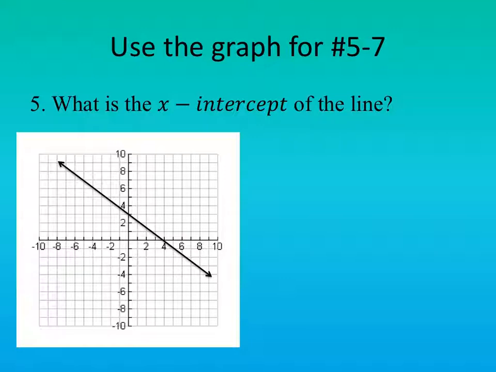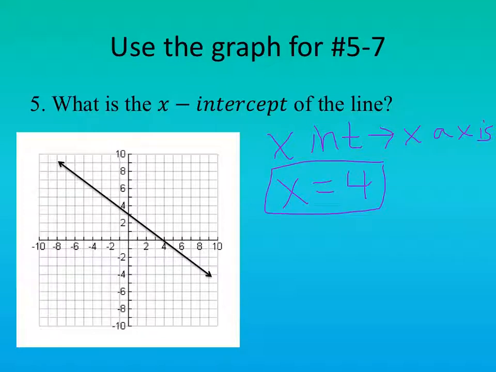Well, our x-intercept is on our x-axis. I don't give you an equation. All I give you is the line. So I look at my x-axis. Where does it hit? Well, right there. Well, what's that point on my x-axis? It looks like it's 4. So my x-intercept is just x equals 4. All you had to do was look at it. It was right there.